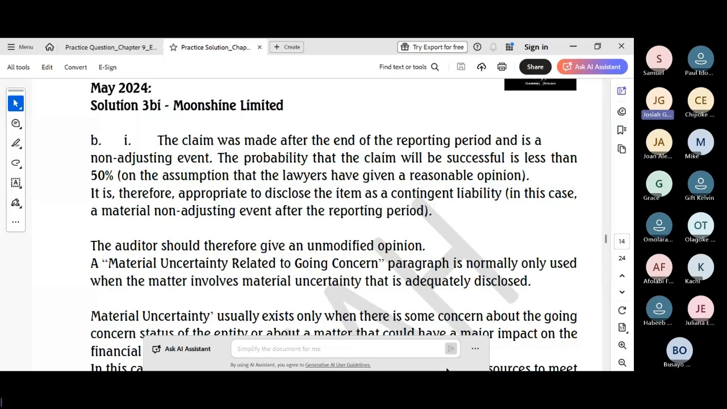Number three, what do you write? On the going concern paragraph, you need to state clearly that a material uncertainty related to going concern paragraph is not necessary. And number four, justification for omission. Use the specific scenario fact that the company has sufficient cash to meet the claim, eliminating significant doubt about its going concern status. So how do you write that?